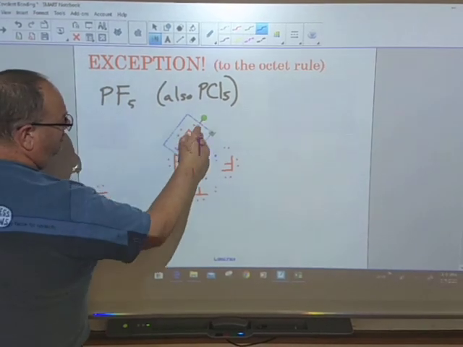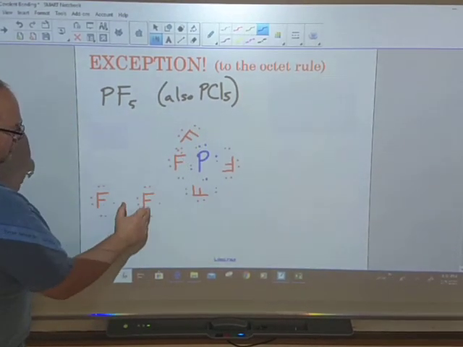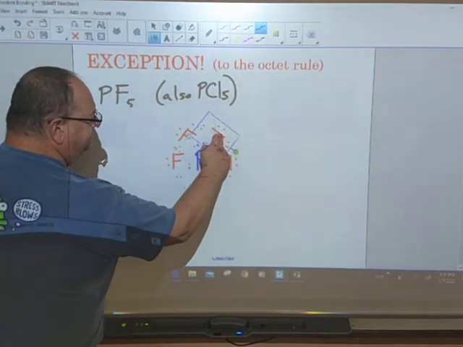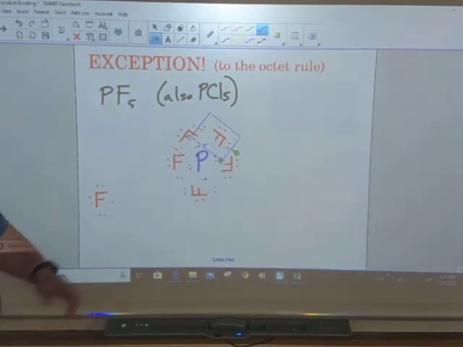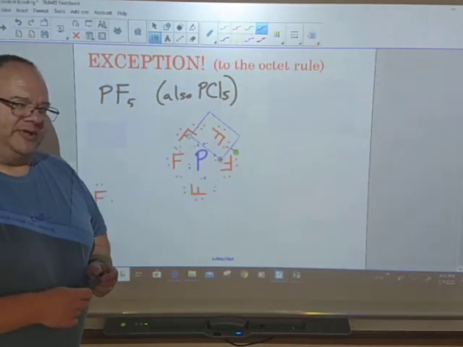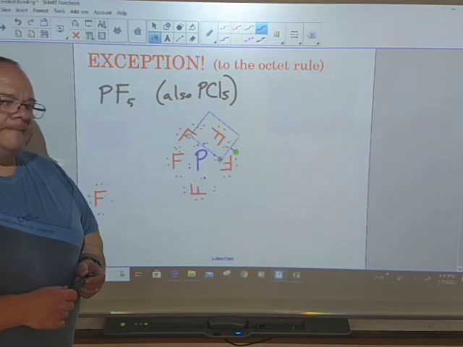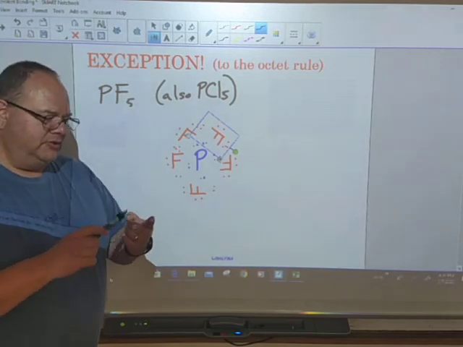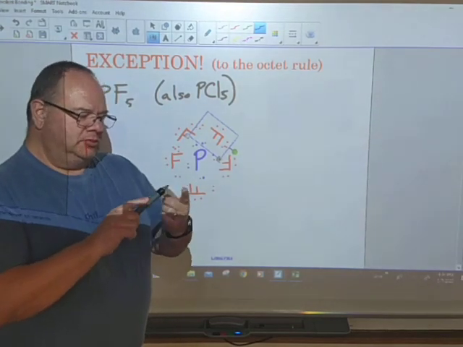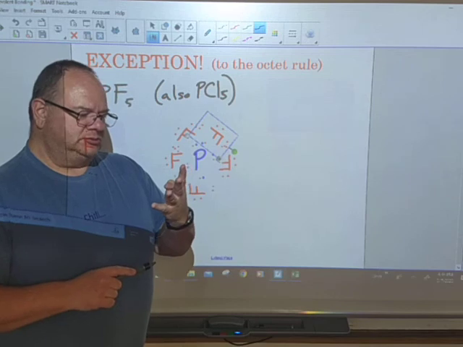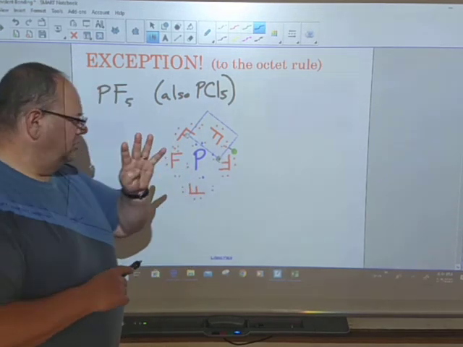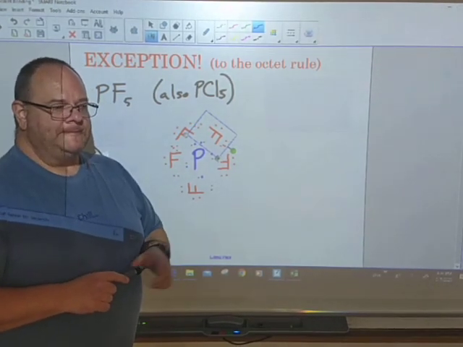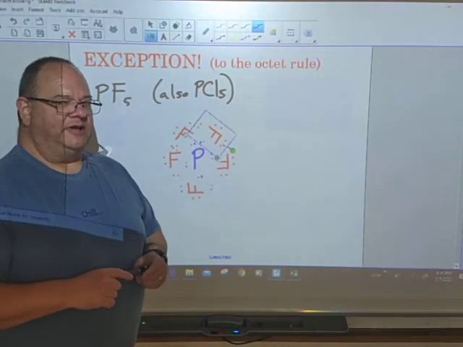It's kind of jumbled, but I just wanted to get the general idea. What's the problem with this? The valence energy level includes an s orbital and 3 p orbitals. That's 4 orbitals. I've got right now 5 pairs of electrons around phosphorus. 5 pairs of electrons don't fit in 4 orbitals.